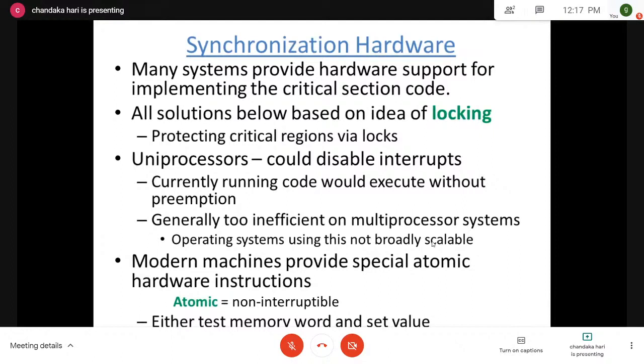What is synchronization hardware? Many computer systems provide hardware support for implementing critical section code.